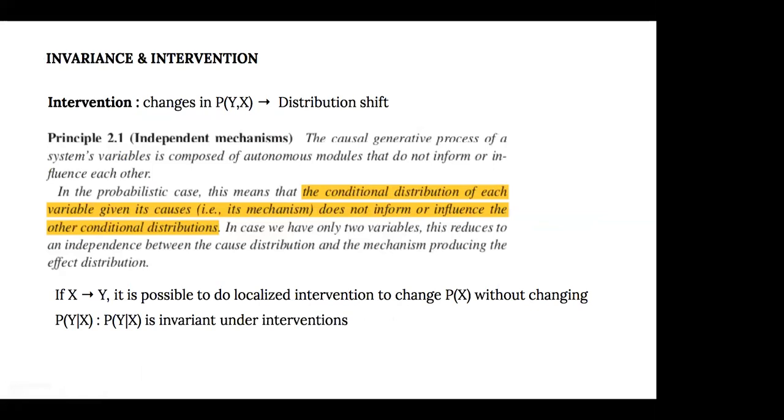Okay, so another concept is called intervention. Basically you can understand intervention as a change in the true distribution between X and Y, right? Just as we observed in domain adaptation or domain generalization. So the key principle here is called the principle of independent mechanisms. Basically it says that the conditional distribution of a variable given its parents is not affected by other conditional distributions, right?